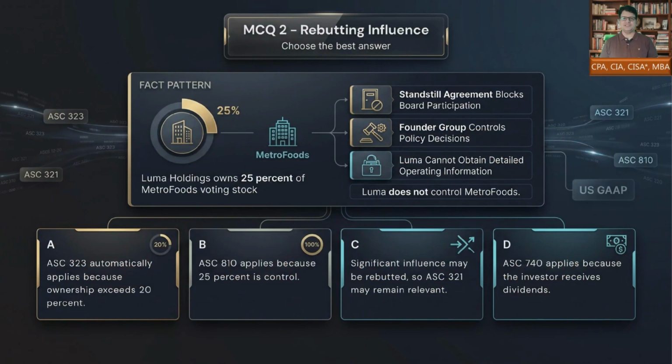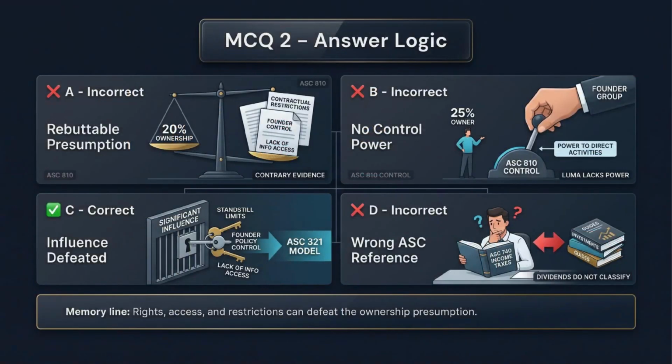MCQ2 tests rebutting significant influence even when ownership is above 20%. Luma owns 25% of Metro Foods voting stock, but a standstill agreement blocks board participation. A founder group controls all policy decisions, and Luma cannot obtain detailed operating information. Luma also does not control Metro Foods. The ownership percentage may look tempting, but the restriction facts are the real battlefield here. Choose the answer that best reflects the relationship, not just the percentage. Lock your answer now. The correct answer is C.